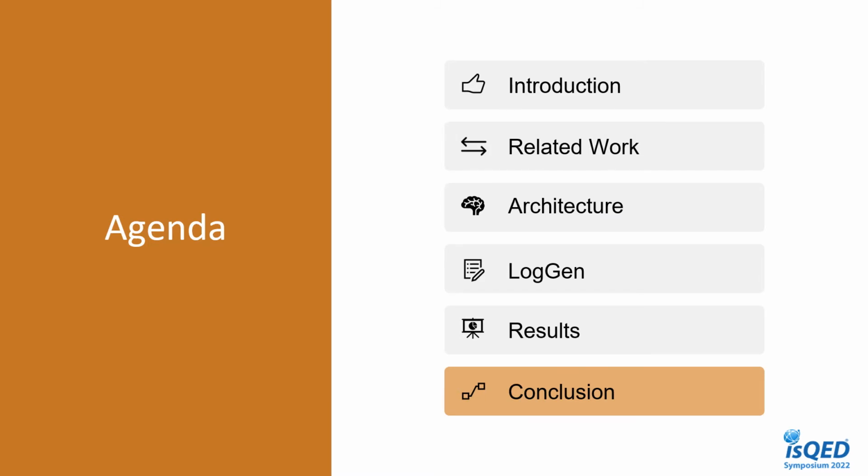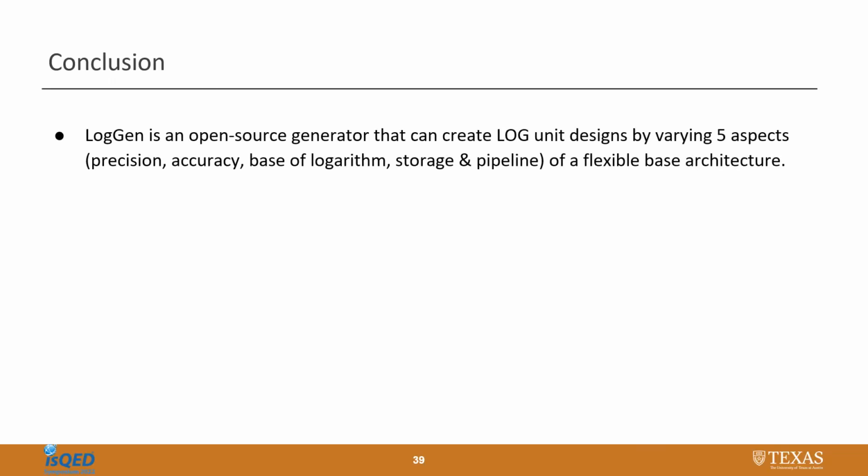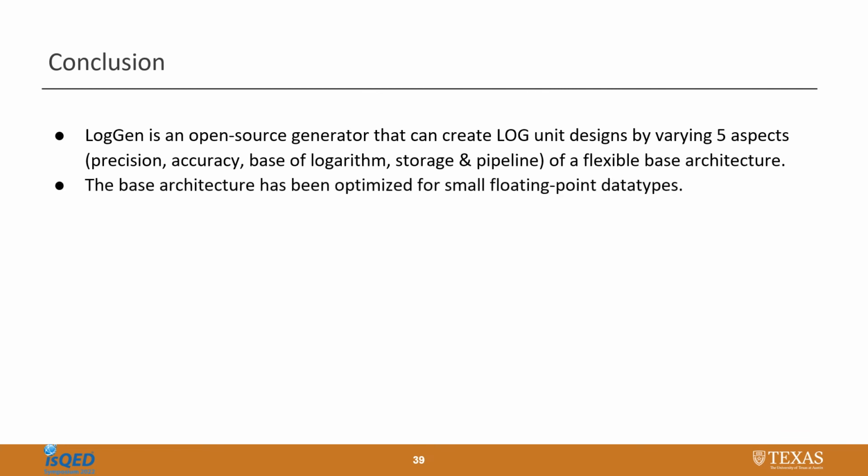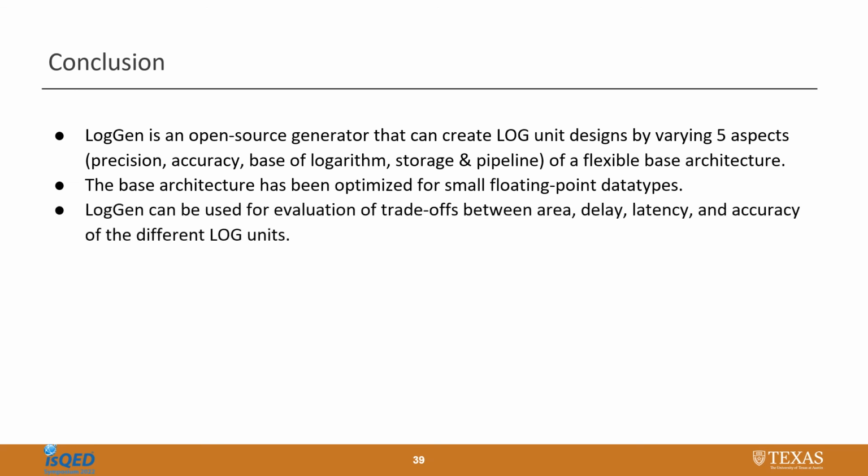Based on the design space exploration conducted, I will provide some concluding remarks. We have developed an open source generator called LogGen that can create log unit designs by varying five aspects: precision, accuracy, base of logarithm, storage, and pipeline of a flexible base architecture. The base architecture has been optimized for small floating point data types like half precision, bfloat 16, and TensorFloat 32. The LogGen designs can also be mapped to both ASIC and FPGA targets.